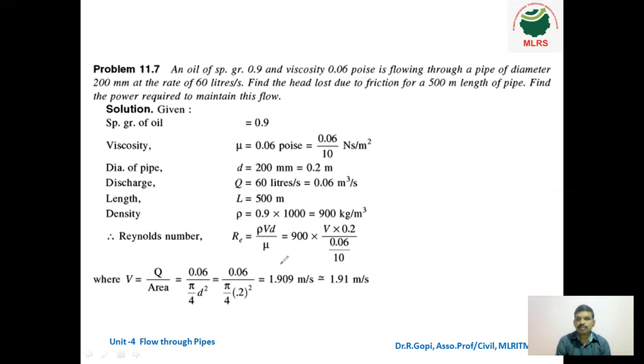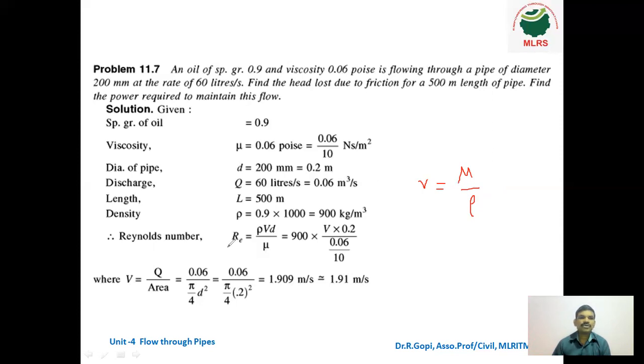So in previous problems we saw Reynolds number as rho V D divided by mu. But in this problem, they didn't give the kinematic viscosity. So what is the kinematic viscosity formula? It is mu divided by rho. Either you have to find the kinematic viscosity first using this mu and rho.